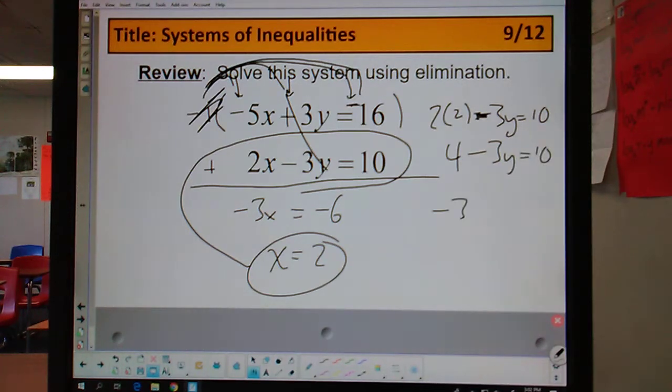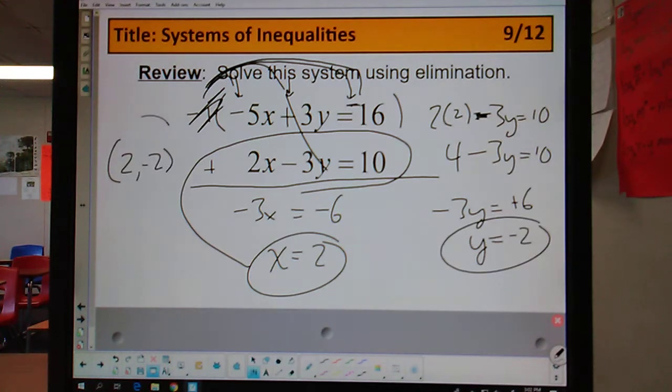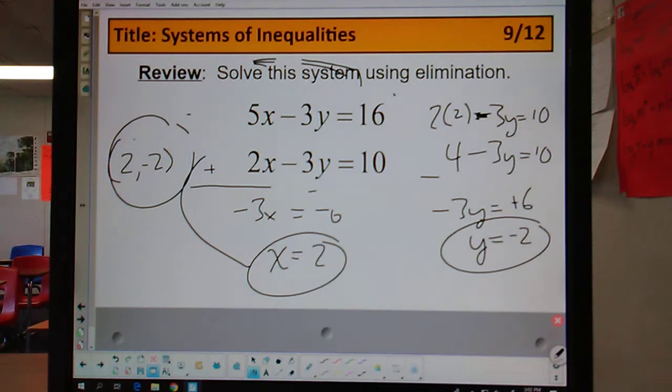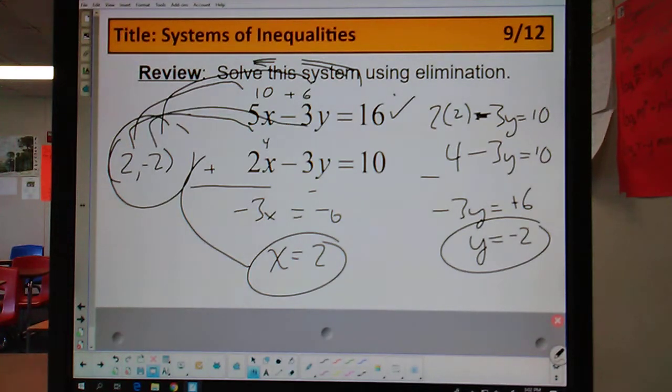When you take away 4, -3y equals -6, so that y equals positive 2, my bad. Y equals -2. All right, so your solution is 2, -2. You can always check that by going back to the original two and substituting them in to verify. So that makes 10. That makes positive 6, and that indeed adds up to 16. This one is going to make 4 when you put in 2, and negative is going to be a positive 6, which is indeed 10.